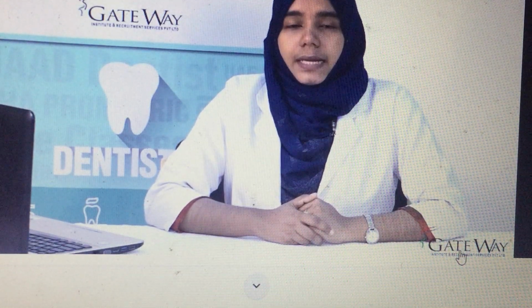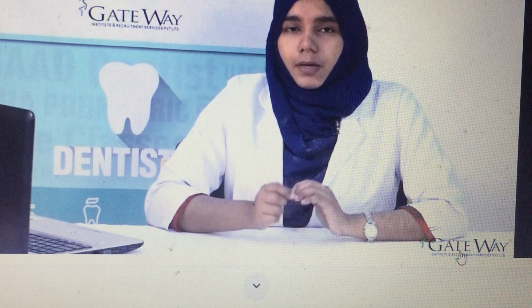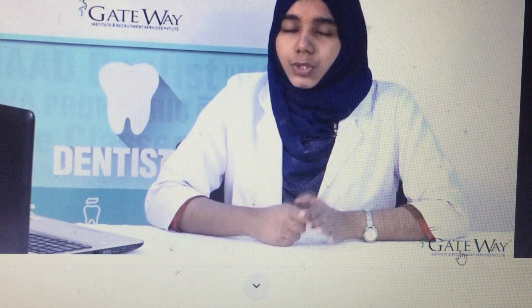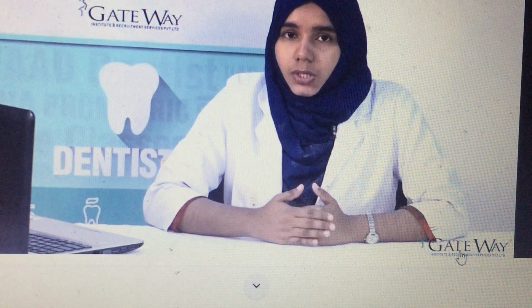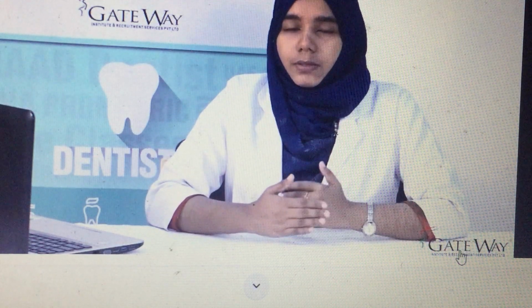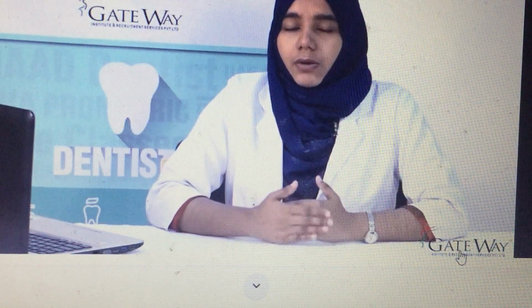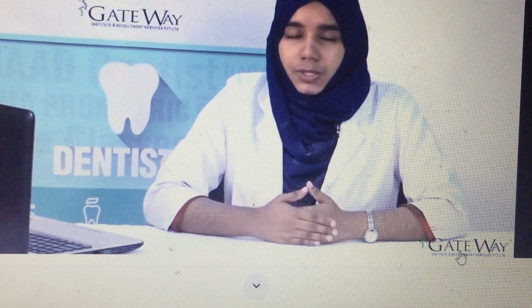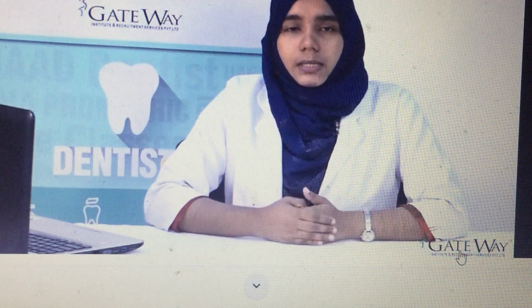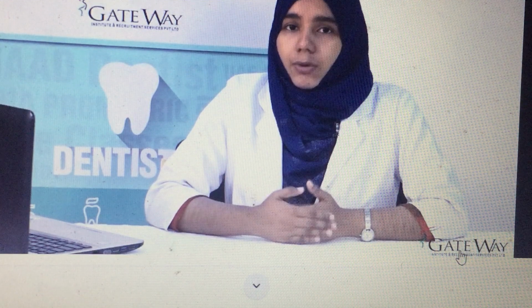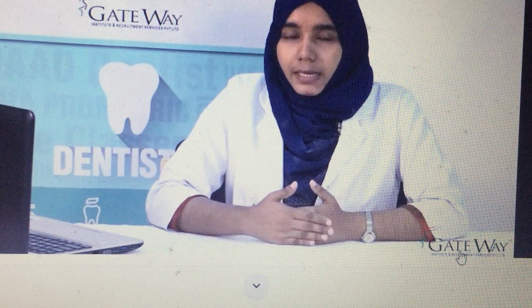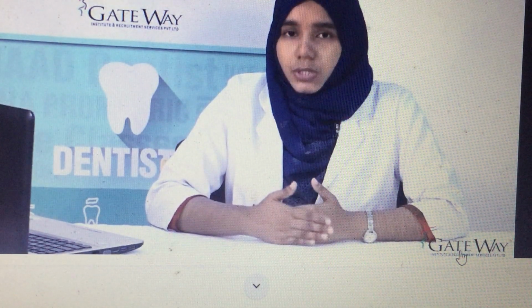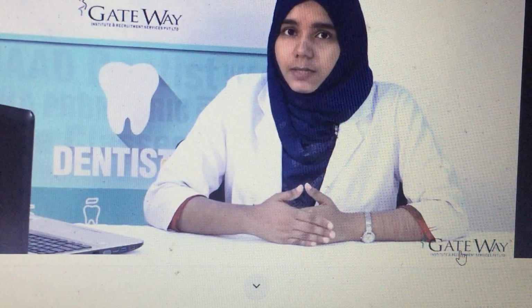Here first one is adaptation. When we place an instrument on a tooth, it should be well adapted to the tooth structure for proper removal of calculus and all. That is adaptation. Second point under instrument activation is angulation. Specific angle is recommended for specific procedures. This we already discussed.